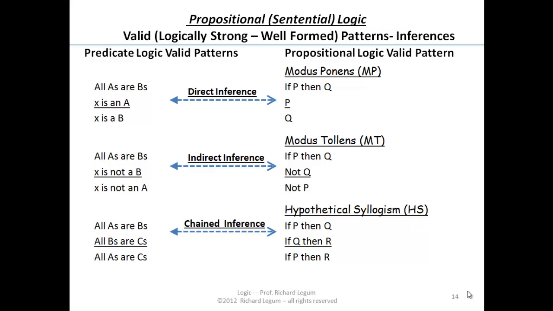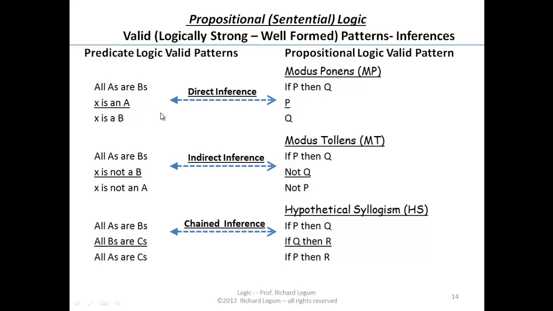these two. I mean, the first predicate logic valid inference: all A's are B's, X is an A, X is a B. Sometimes some people refer to that as a direct inference, a forward inference. The idea of forward: all A's are B's, X is an A. The conclusion, therefore, X is a B.